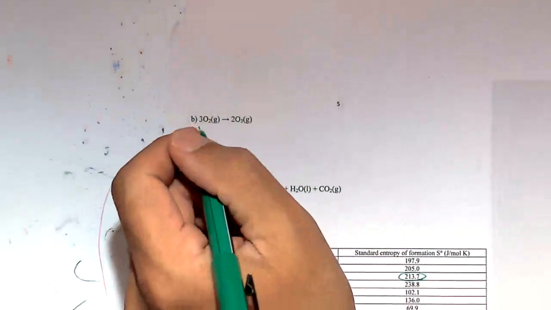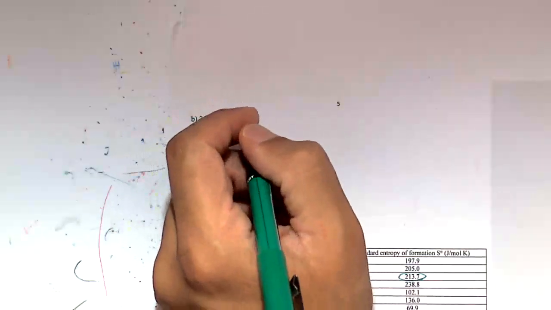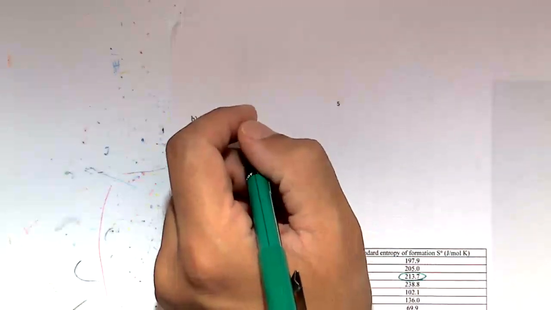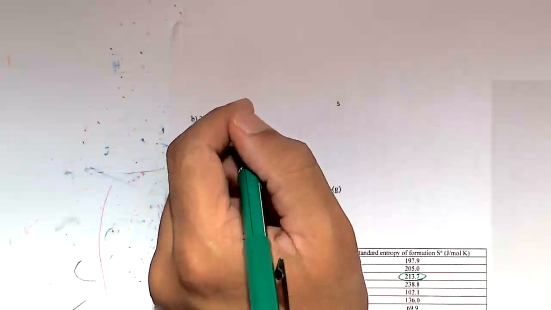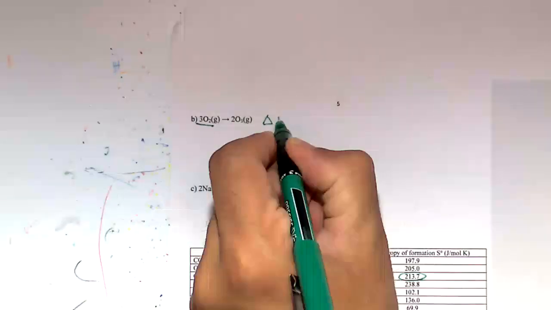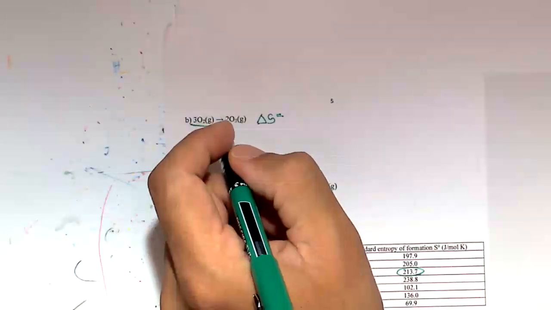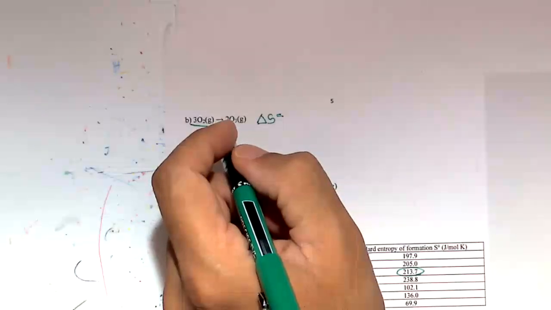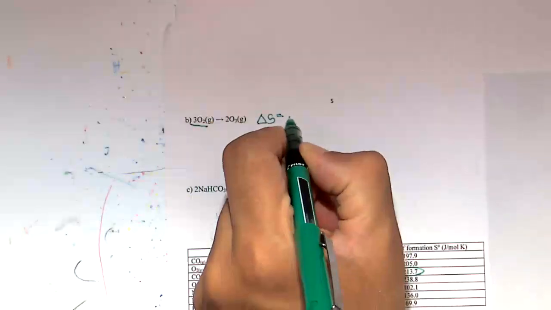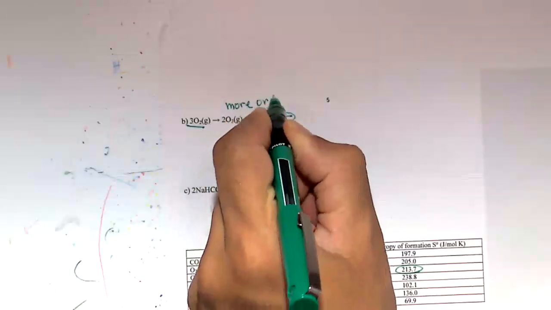Let's do a couple more problems here. Let's predict one more time. We have 3 O2 gas going to 2 O3 gas. So positive or negative, what would you predict the delta S being? Is this more order or more disorder? 3 gases going to 2 gases. So what is more order? Negative.